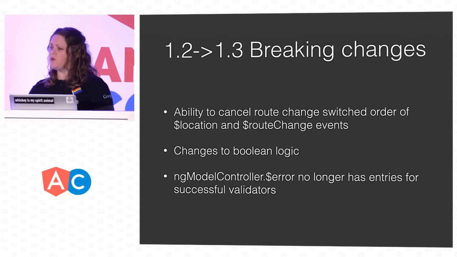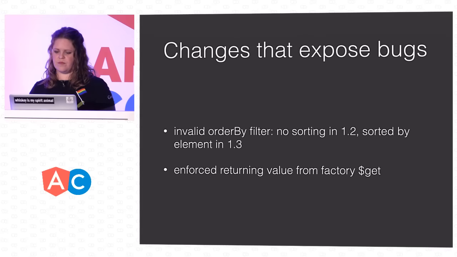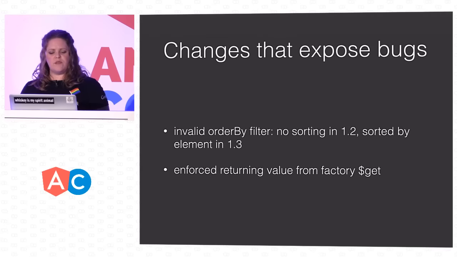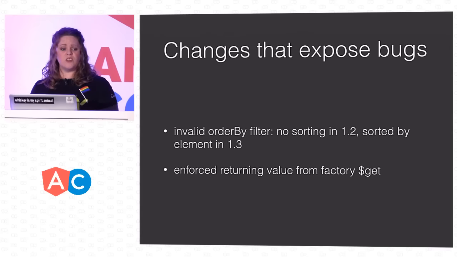There were also some changes in Boolean logic and some changes in validation that caused bugs we needed to fix. We also found some places where Angular 1.3 exposed bugs that we already had. One example of this was the order by filter. In 1.2, if you had an invalid filter, no sorting would happen, so you would just get the elements in their original order. And in 1.3, it sorted by an identity function.